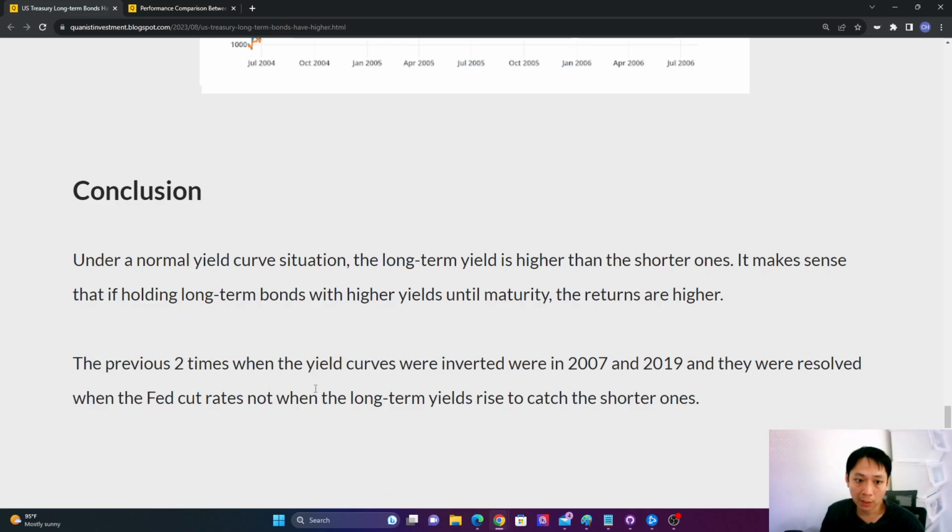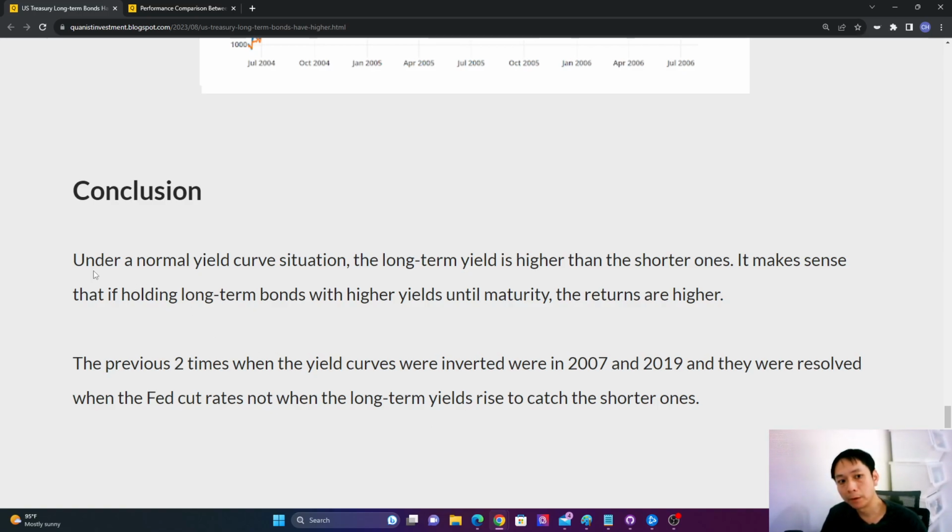The previous two times when the yield curves were inverted were in 2007 and 2019, and they were resolved not because the long-term yields increased, but because the Fed dropped the rate for the short-term rates to drop. Then the yield curve becomes normal.